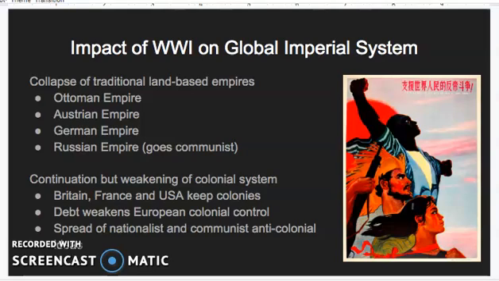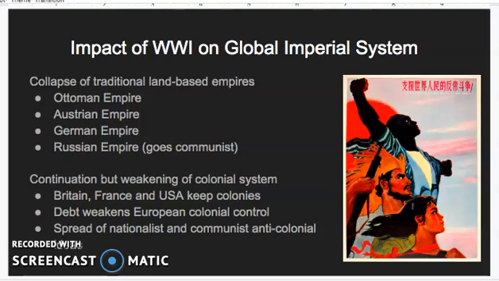by communist revolutionaries. On the other side, for the winning powers, you actually see a continuation of their global colonial systems. Britain, France, and the United States all keep their colonies, and Britain and France actually expand their colonial system at the cost of the Ottomans and the Germans.